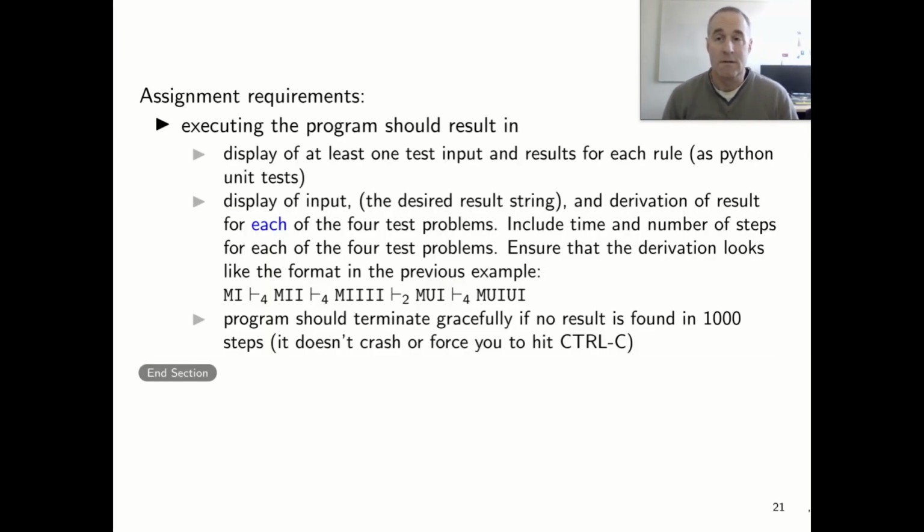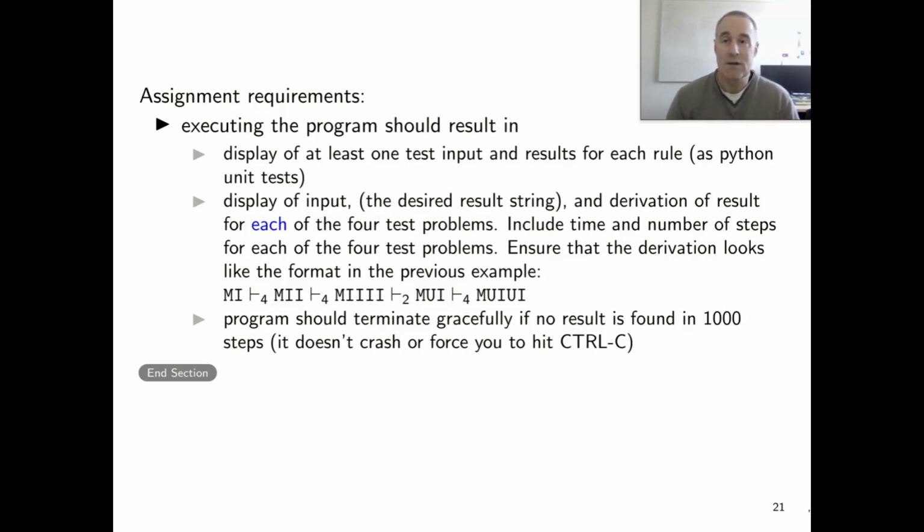So after you've developed the first version of this program, here's a more complete assignment if you choose to accept it. Executing the program should result in a display of at least one test input and the results for each rule. So execute all your Python unit tests. Right? Each rule should have a unit test that goes along with it. So there should be at least one input for each of those 4 rules, and it should have an expected output that you can see as a result of using the unit test framework.